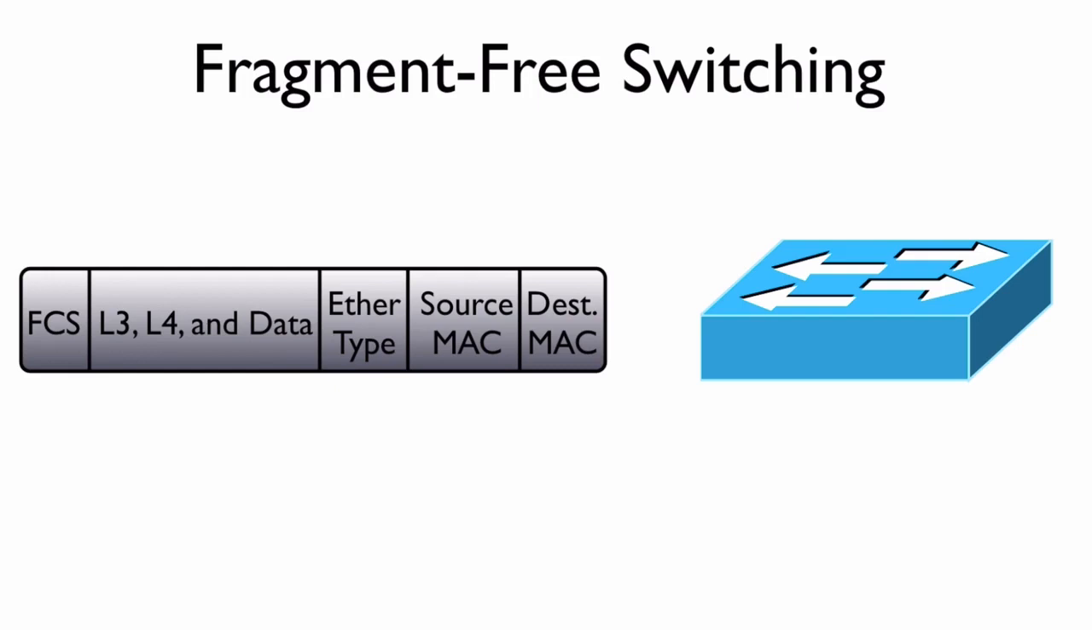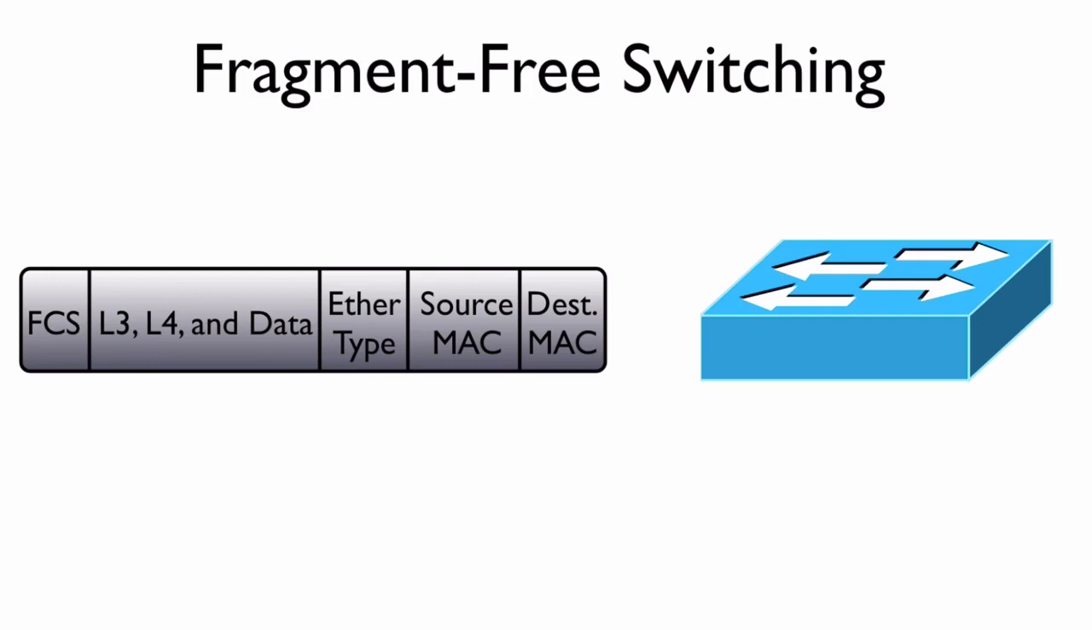With store and forward switching, we would get the entire frame stored in the switch, make sure it was good, and then start forwarding it. I suppose it's good that we made sure it was a valid frame, but we were introducing some delay by having to receive the entire frame before we started to forward the frame. Fragment-free switching is somewhat of a compromise.